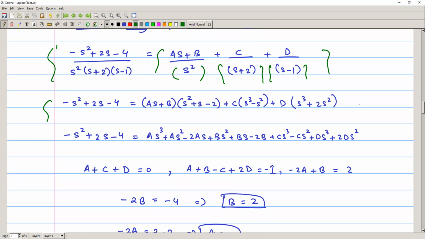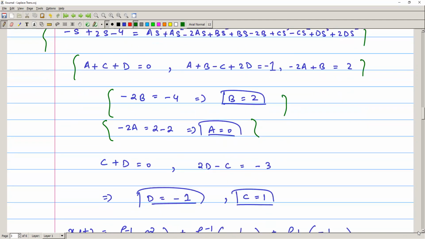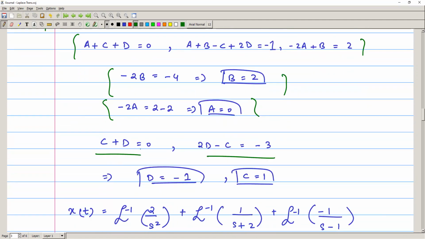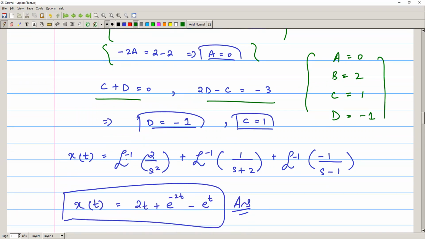So here we apply the partial fractions to find the values of a, b, c, and d. Then we can write the equation easily, right? Here we solve for c and d, and we get the values: a is equal to 0, b is equal to 2, c is equal to 1, and d is equal to negative 1. All right, and then we are going to apply the inverse transform to the equation.